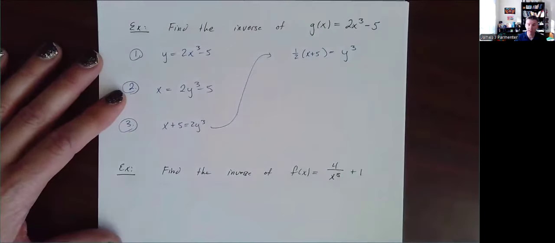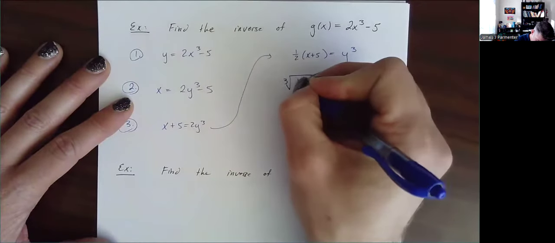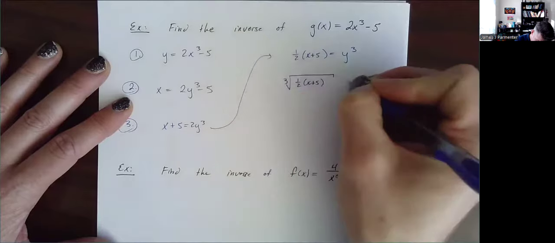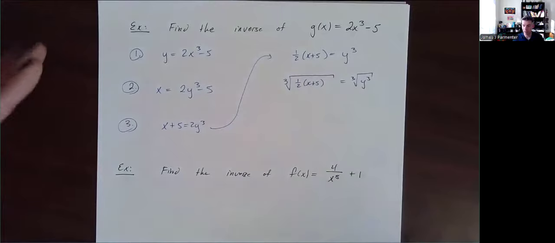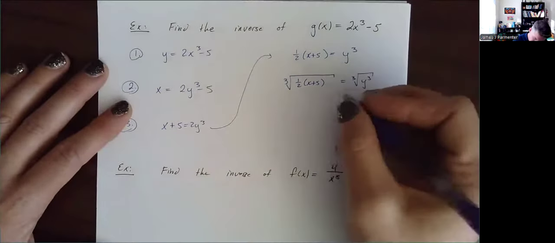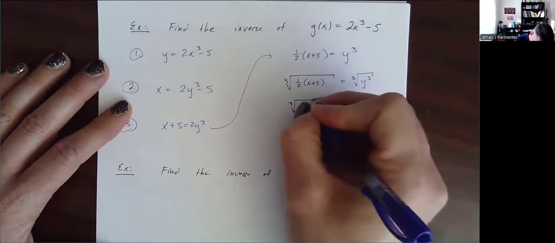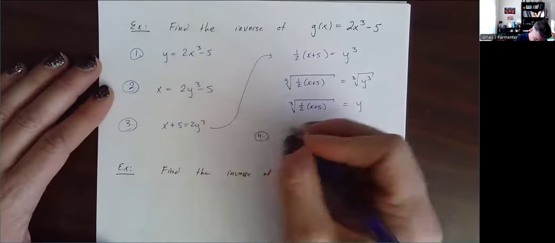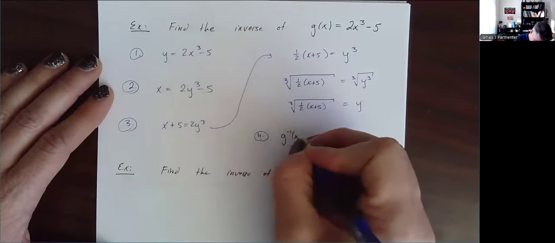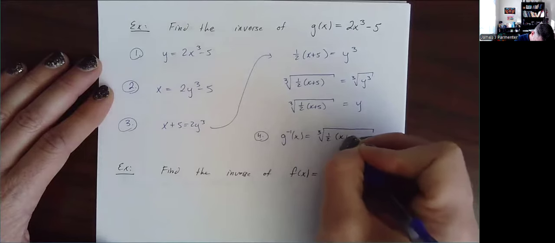Finally, undo a third power by taking the cube root of both sides. So the cube root of 1/2 times x plus 5 is equal to the cube root of y cubed. Odd powers and odd roots do undo each other, right? There's no absolute value weirdness. So here we can just write that y is equal to the cube root of 1/2 times x plus 5. So finally, step 4, we can write our final answer as g inverse of x equal to the cube root of 1/2 times x plus 5.